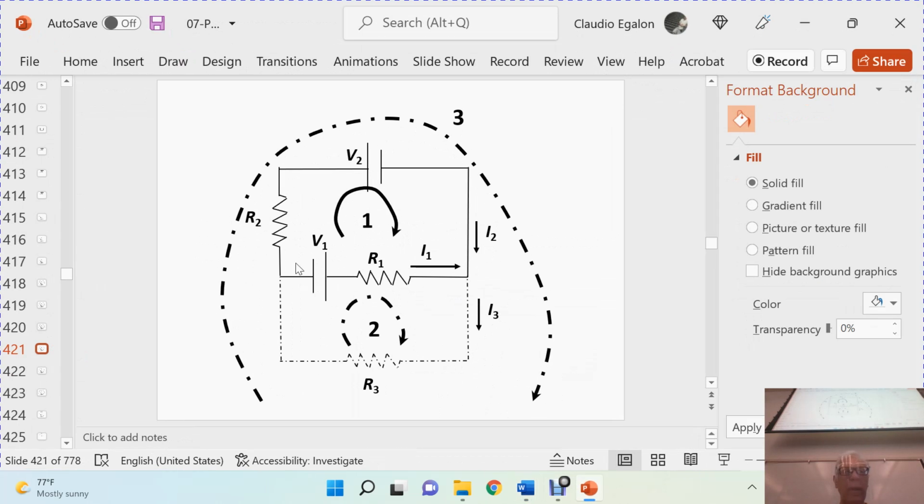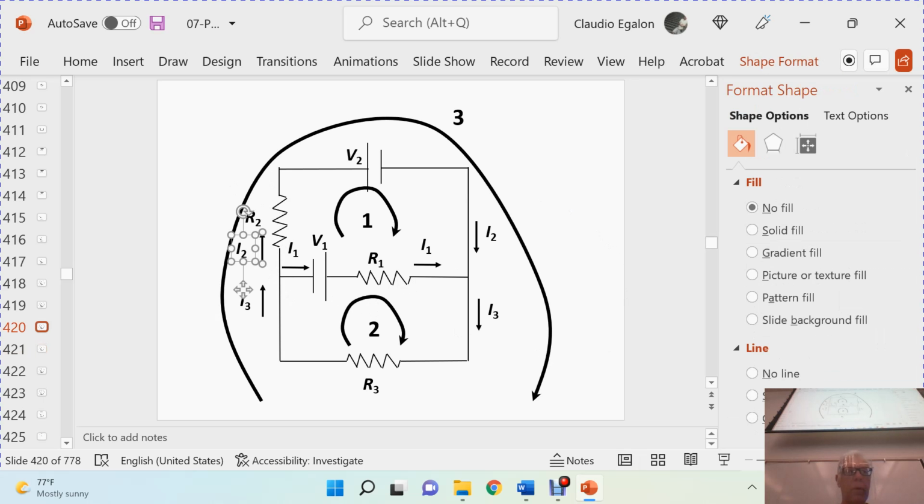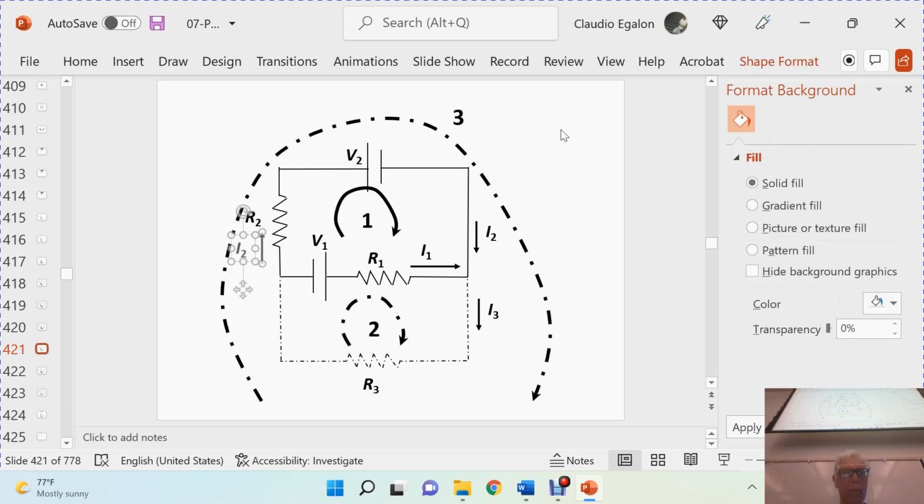And we have one more resistor. Remember that the current is going upwards. Let's see if I can get that illustration for you. Yep, right in here. Current is going upwards, right?